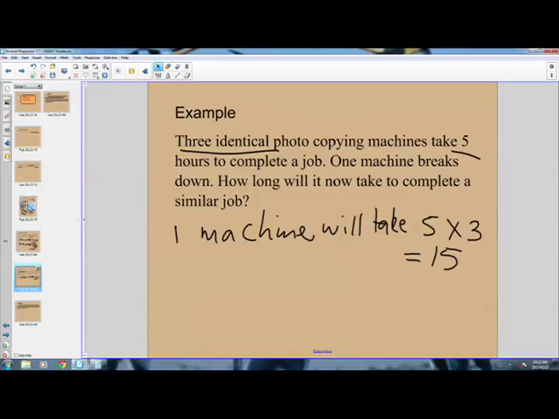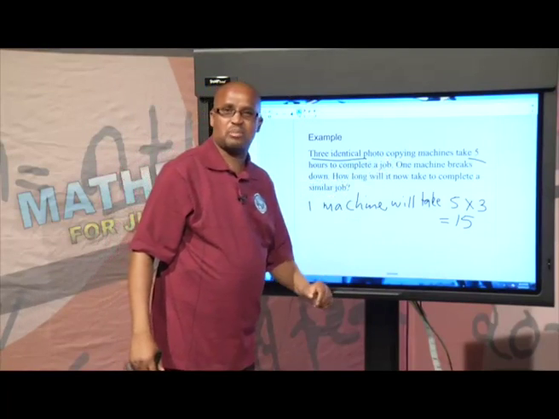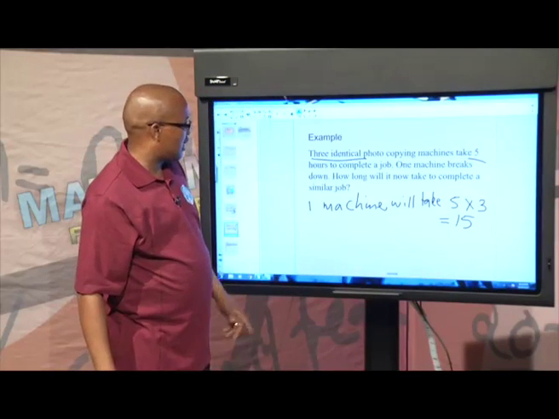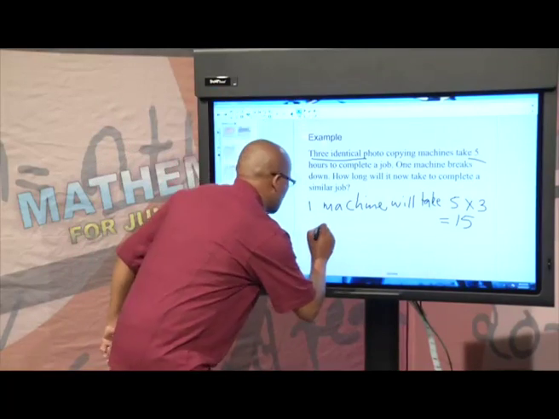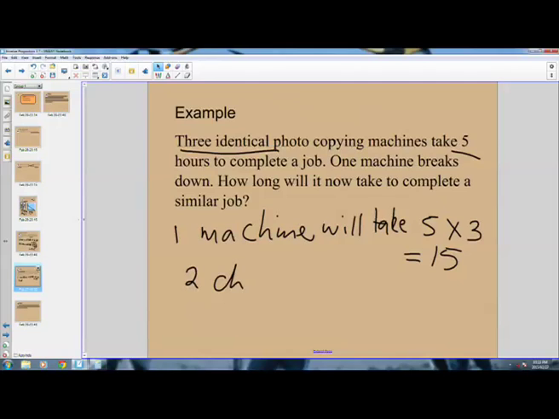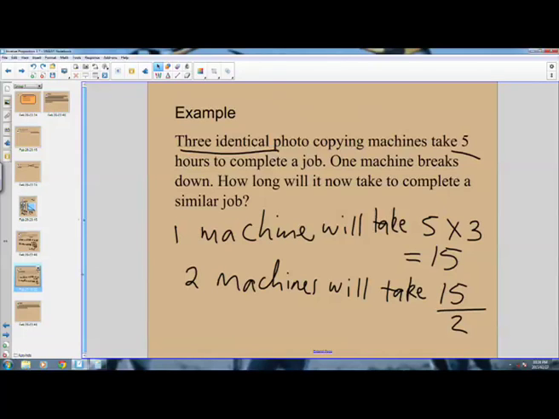Remember, when one machine breaks, it means instead of having 3, there are now 2 machines because the other one is broken down. So the question is simply saying, how long will 2 machines take? So 2 machines will take 15 divided by 2, that is the time taken by one machine divided by 2.